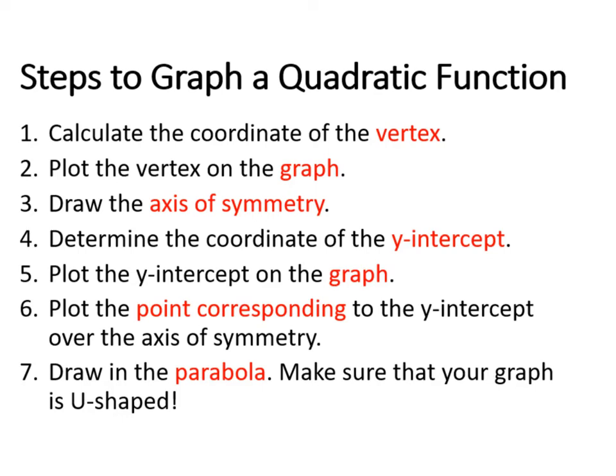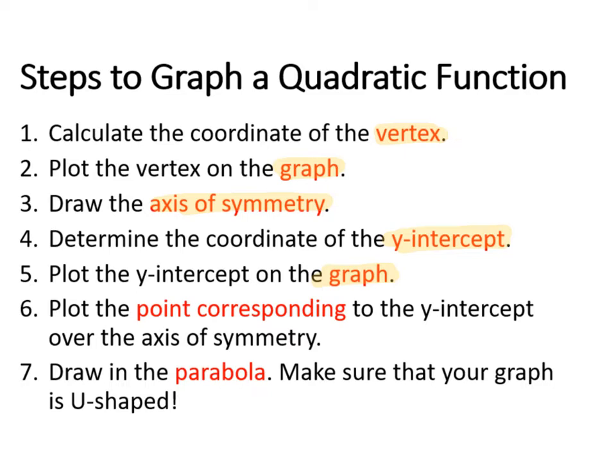Now, in order to graph a quadratic function, we're going to put together all the things we did in the last slide into one final part. So the first thing we do is calculate the coordinate of the vertex, and then you're going to plot the vertex on the graph. Then you would draw on the axis of symmetry through the vertex and determine the y-intercept and plot the y-intercept on the graph.